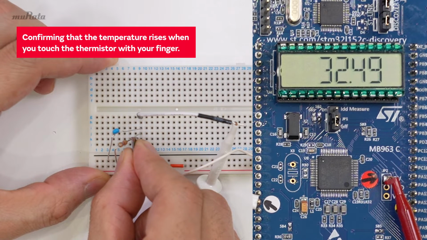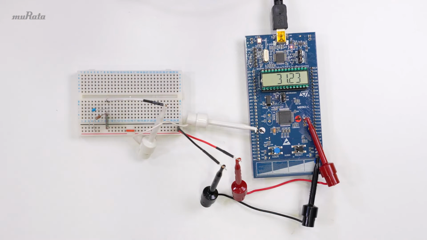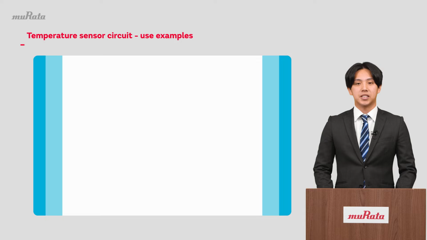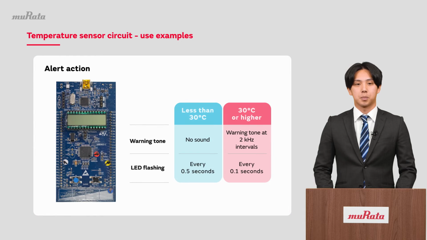By using the simple electric circuit and writing the temperature and voltage relational expression to the IC, we were able to create a temperature sensor circuit that shows the temperature of the thermistor. Next, we will present 2 examples for the temperature sensor circuit. The first is an alert circuit. We will set the 2 alert temperatures of 30 degrees Celsius or above shown in the table.